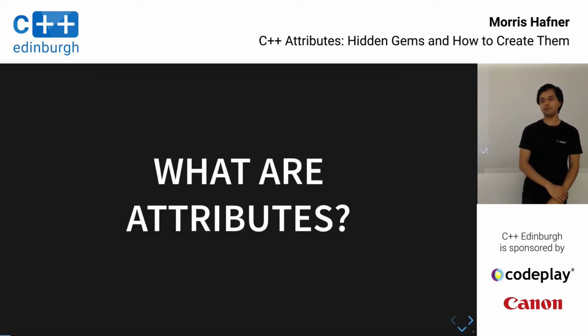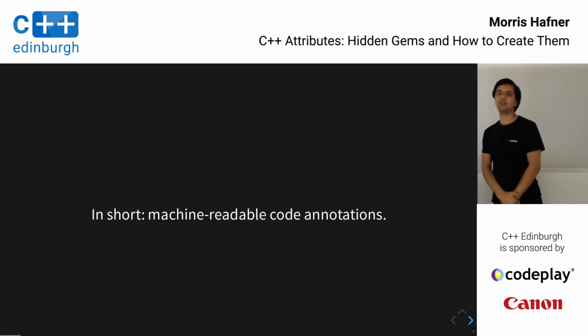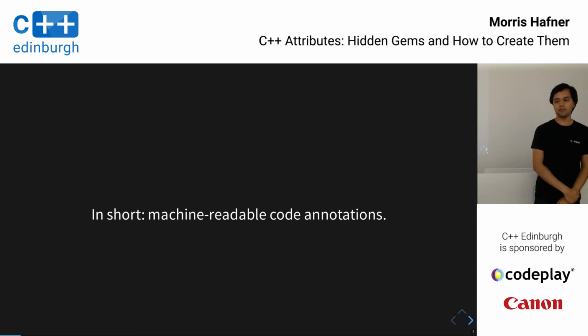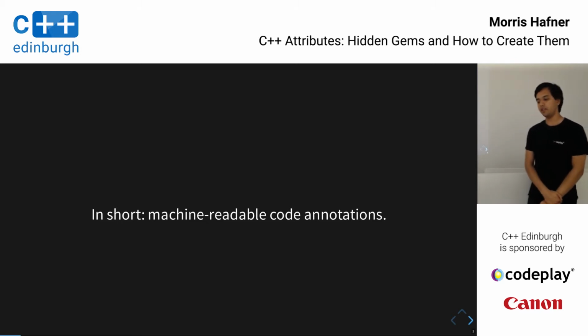So first of all, what are attributes? I think it's pretty much self-explanatory. They're machine-readable code annotations or comments that you can add to your code, and the compiler can read them and do actions on them.